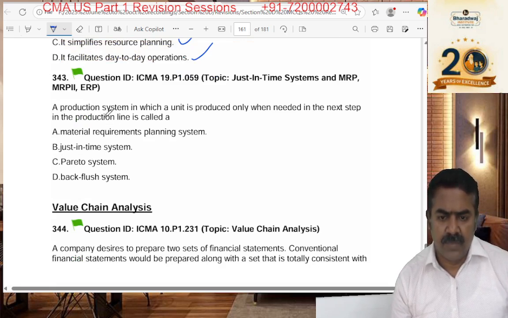343. A production system in which units are produced only when needed. The next step is production is which one? Just in time.